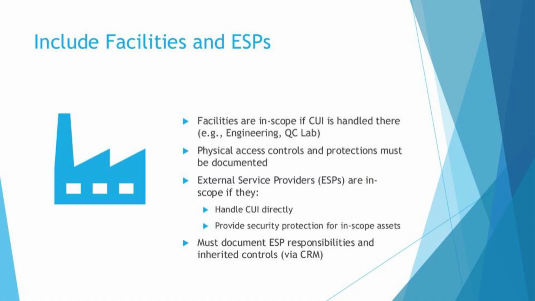There are two main triggers. One, if the ESP handles CUI directly. For example, if your MSP hosts your CUI file server in their data center or manages the backups containing CUI. Two, if the ESP provides security protection for your in-scope assets, for instance, an MSSP monitoring your firewall logs or a consultant managing your vulnerability scanning tool. So if they touch CUI or touch the things protecting CUI, like handling SPD, they're potentially in scope.